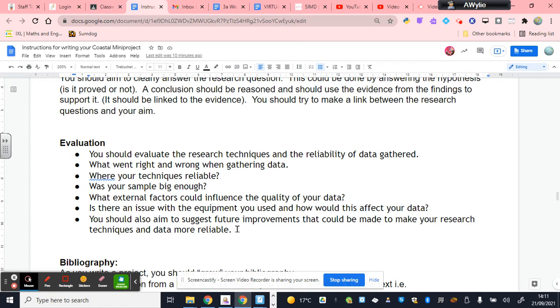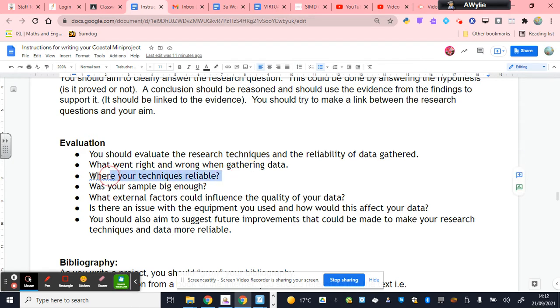because actually in an evaluation you are considering, and you'll see that in the first point here, the research techniques that you used. So you will have gathered data using some tools and equipment that may have given you quality data or may not have given you quality data. So let's just break this down. What actually about your techniques makes your data reliable?